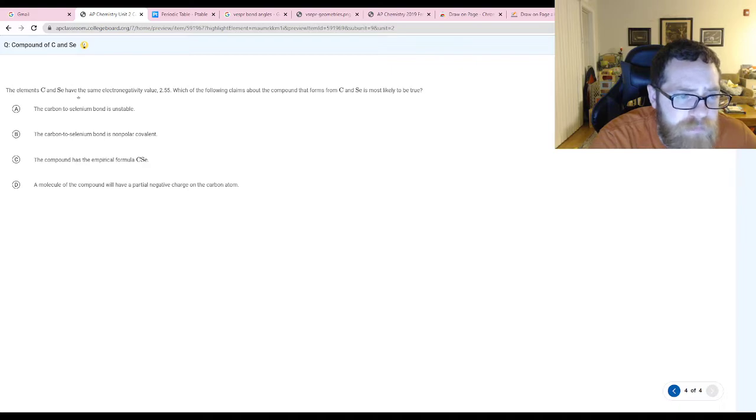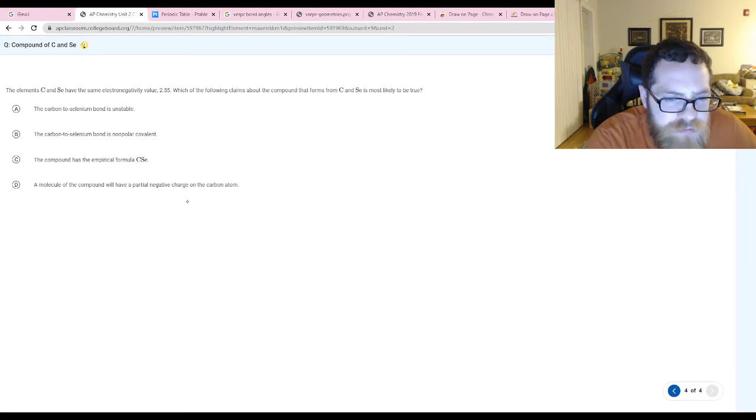Let's talk about each of them. The bond being unstable, we don't have any evidence for that in one way or another. So that's not going to be the most likely to be true. Same with the empirical formula. You would have to draw it out and come up with a molecular compound structure. We'd have to know how many carbons and how many selenium atoms we have to work with in drawing it. There could be multiple compounds formed with them.